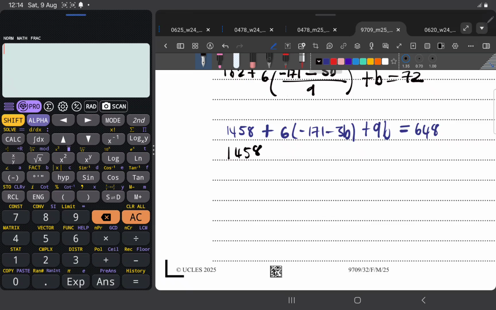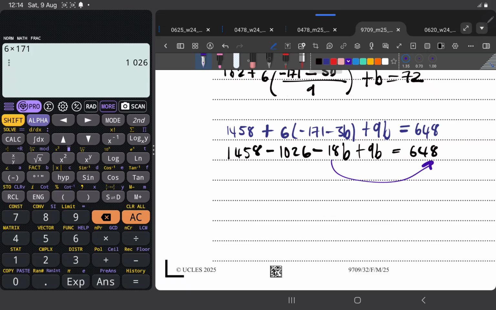So we can now say 1458, then 6 by negative 171. 6 by 171 is 1026, so it's negative 1026. Then negative 6 by 3 is 18b, then plus 9b is equal to 648. Which b is bigger, 9 or 18? Obviously it's 18, and it's positive on the right. So I'm going to take the b's to the right and keep the numbers on the left. So I have 1458 minus 1026, then minus 648. This is equal to 18b minus 9b.